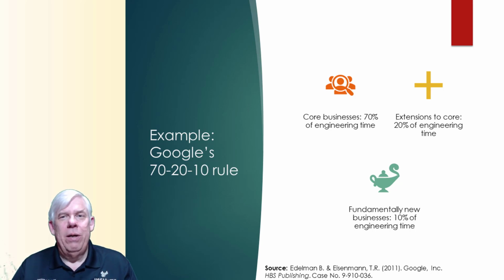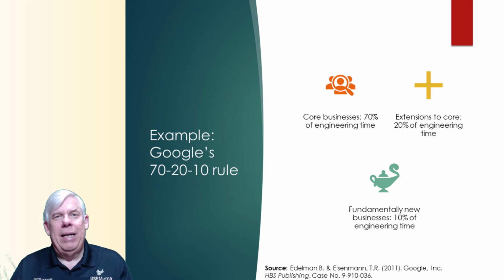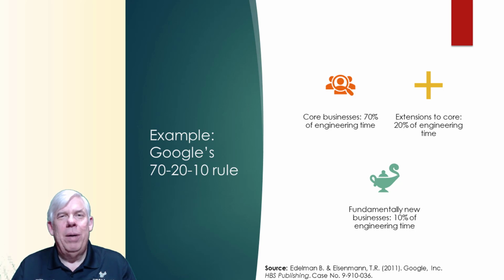Another 20% of their time would be spent on extensions to the core business. And then finally, 10% of their project time would be spent on activities chosen by the engineer that were fundamentally different from the core business. And things like Gmail were developed using this process.